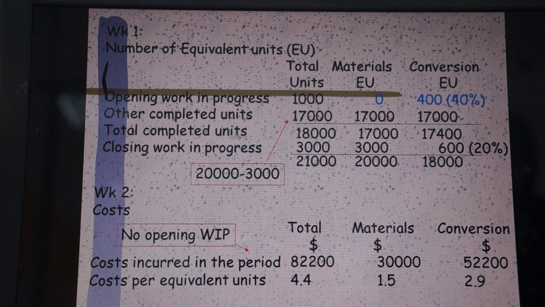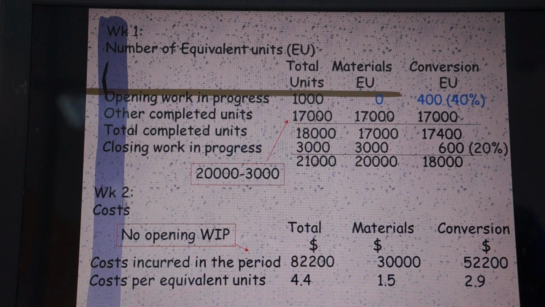So all together total completed unit is, okay, total of opening work in progress plus other completed unit. So we get this figure. Okay, closing work in progress 3,000, for material is 3,000, and conversion is only 600 unit because only 20% is completed, while the 80% must be completed for the next process. So we have the 20,000 equivalent unit for material, 18,000 equivalent unit for conversion cost. Okay, so now have you get this?